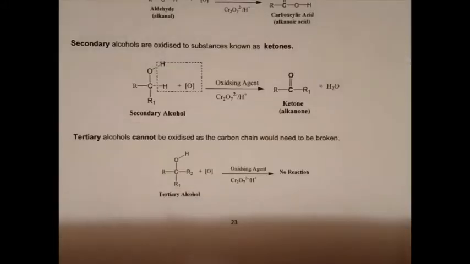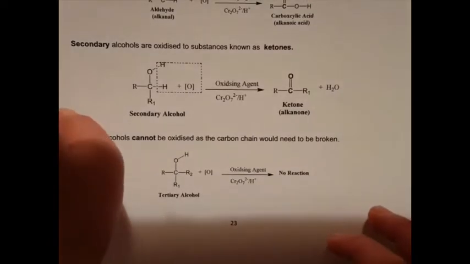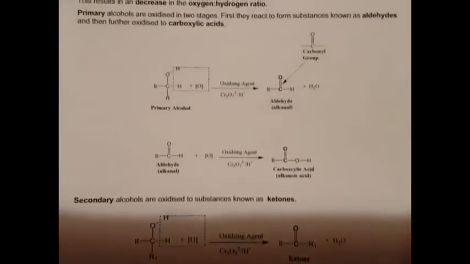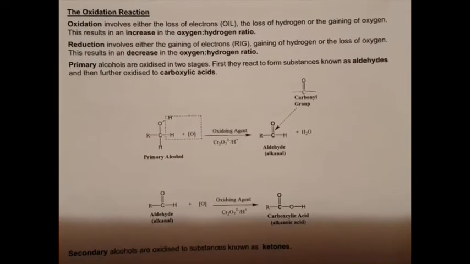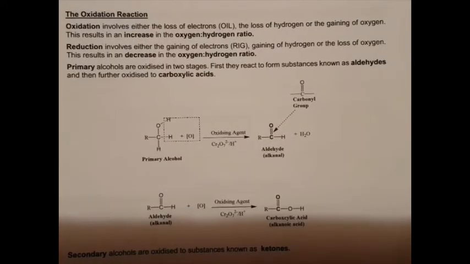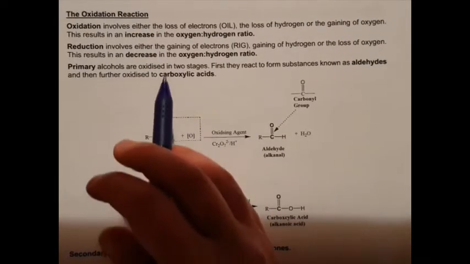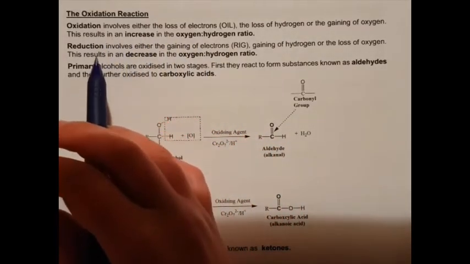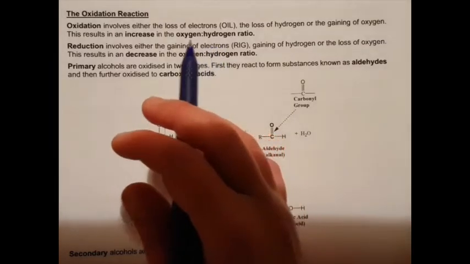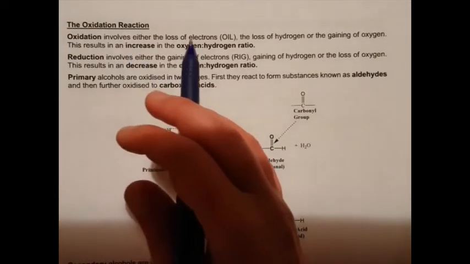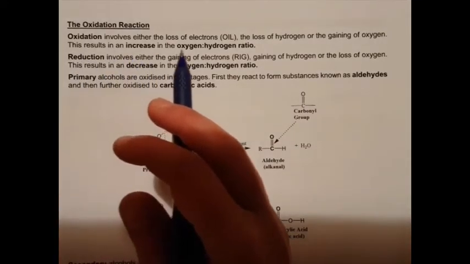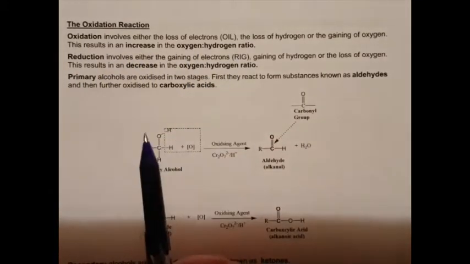Okay, so we're going to move on now to page 23, and in this page we're going to look in more detail at the reactions that are actually happening when different alcohols are oxidized. So page 23 begins with a little recap of a discussion of the definitions of oxidation and reduction in terms of hydrocarbons. So oxidation, remember, involves loss of electrons, loss of hydrogen or gaining of oxygen, and this results in an increase in the oxygen to hydrogen ratio.